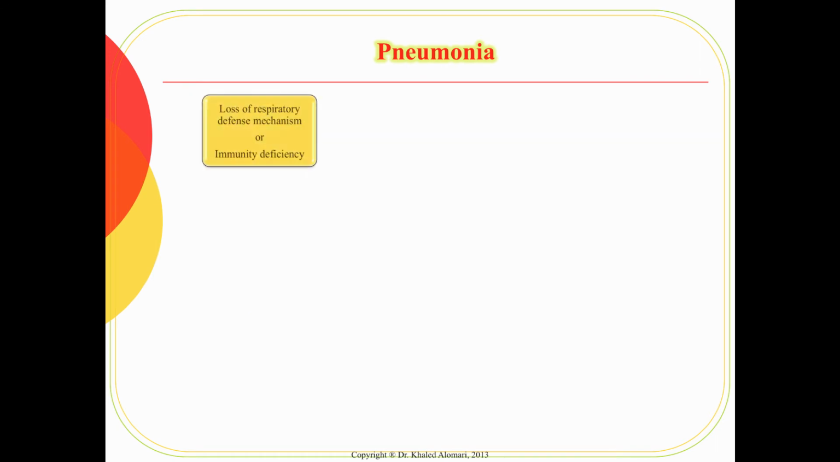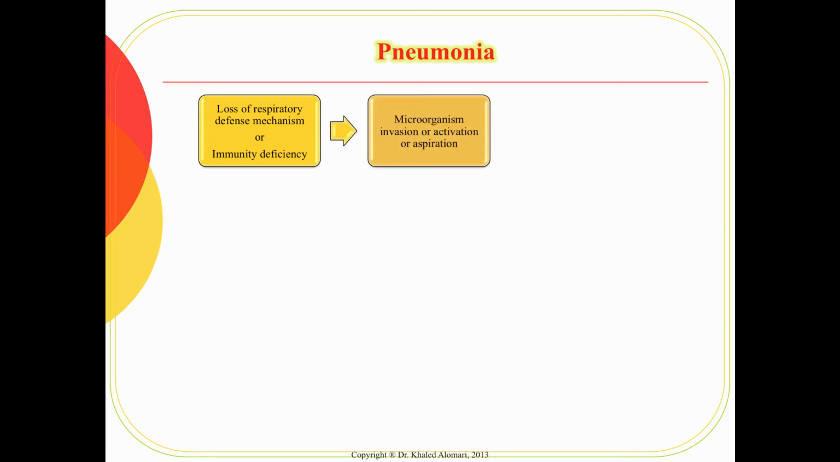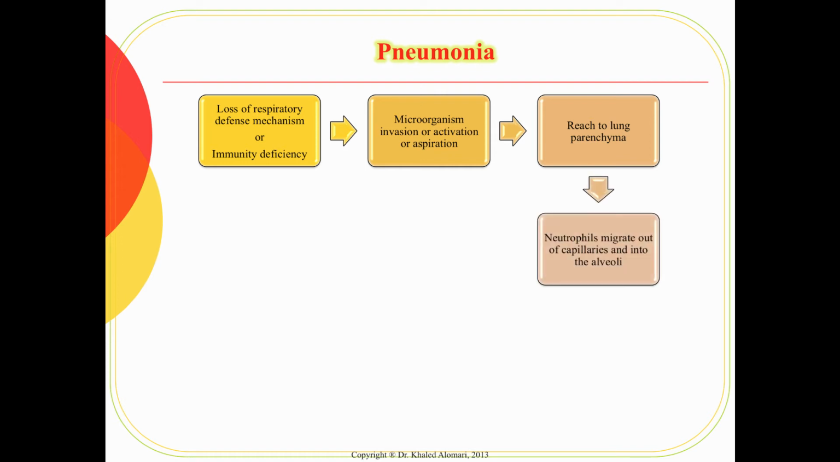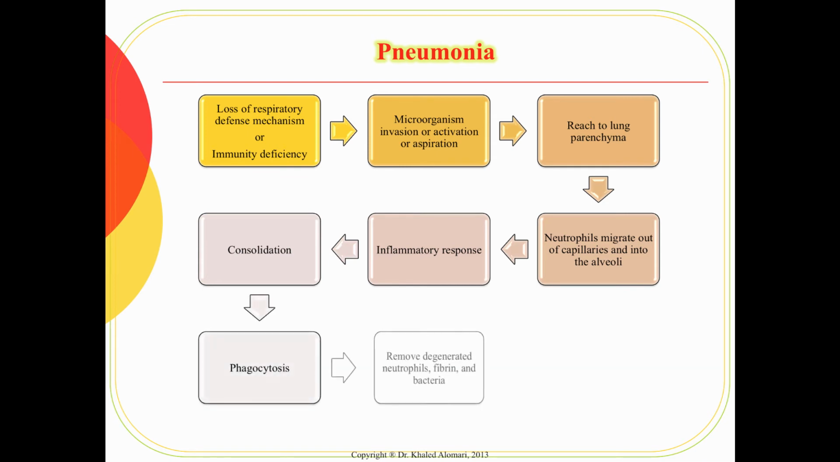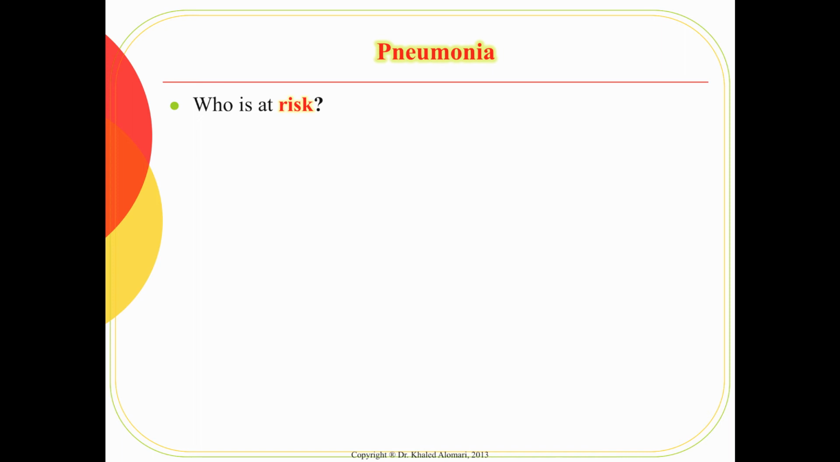So again, the patient who is at risk is a patient who lost their defense mechanisms, or a patient who became immunocompromised. There's always a continuous invasion of microorganisms. When the patient doesn't have the mechanisms to protect themselves from this invasion, or doesn't have the immunity, these microorganisms will reach the alveoli, neutrophils will react, resulting in an immune reaction, pus, and consolidation that fills the alveoli, and of course that will lead to decreased gas exchange and production of sputum, which the patient will be coughing up. So who's at risk?